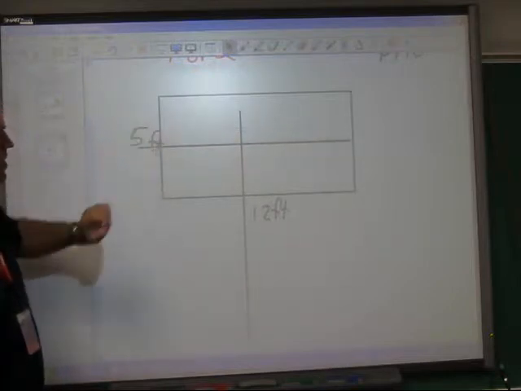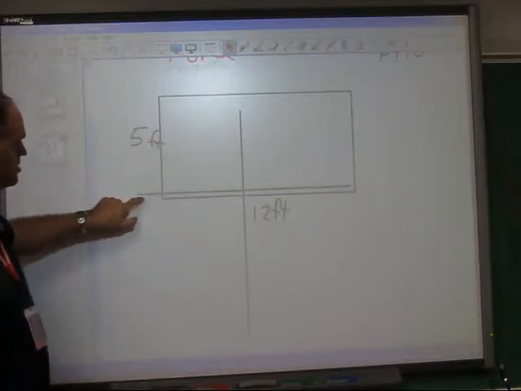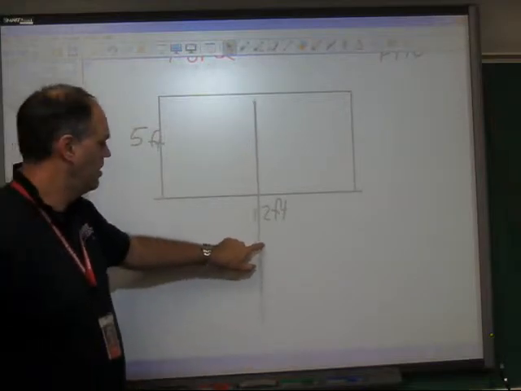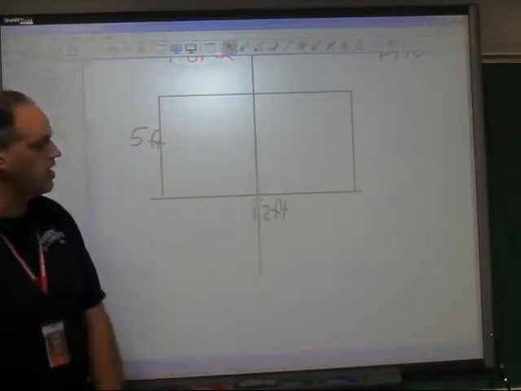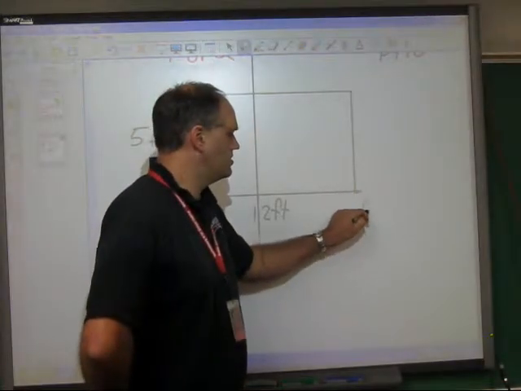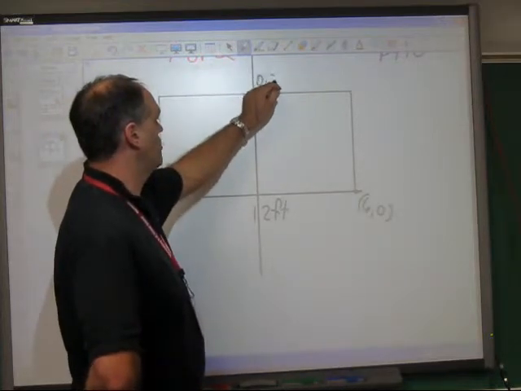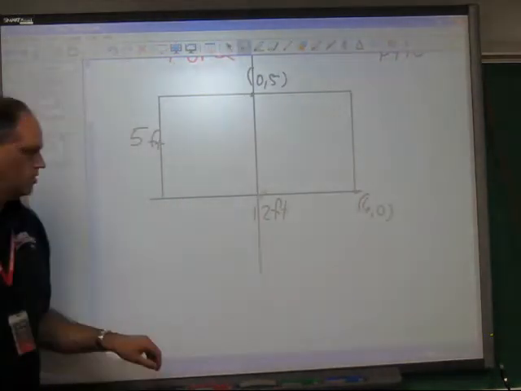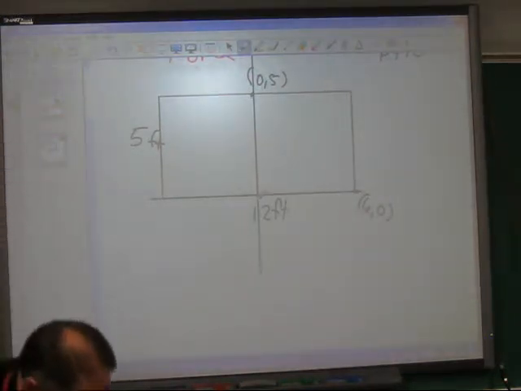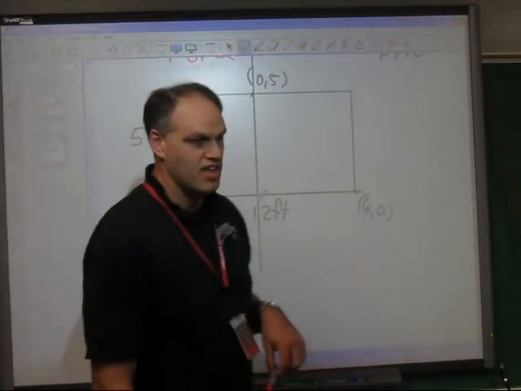I could choose to put it right there, or right along that line. Let's go for the left corner. And I could choose to split this one just like that, so that this point right here is 6, 0. And of course, this point right here is 0, 5. Why might I choose to do this?